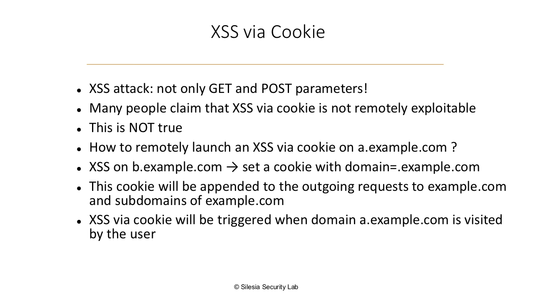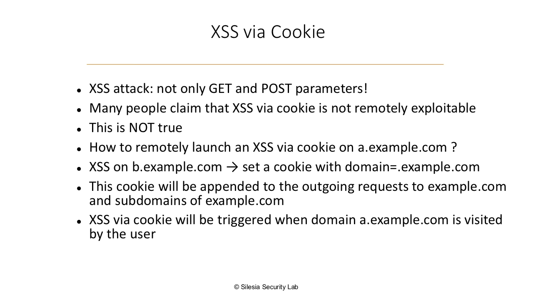So on, for example, b.example.com, we can use this XSS to set a cookie remotely in the cookie jar of the user with a specially prepared value of the domain attribute, and this value is .example.com. This way, we ask the browser of the victim to send out this cookie to all subdomains of example.com. And at the very end of the story, our XSS via cookie will be just automatically triggered when the domain a.example.com is visited by the user.